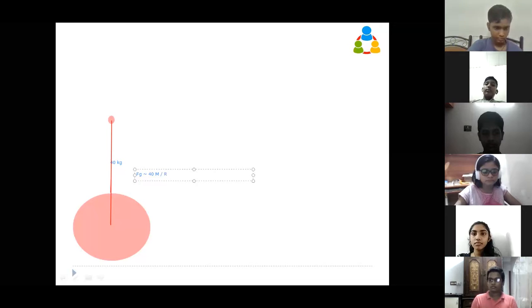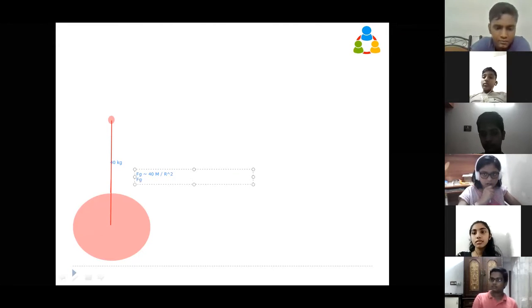So if I take it as R, this is the square of R. You understand? Now this is proportional. How do I make this equal to? What should be done?